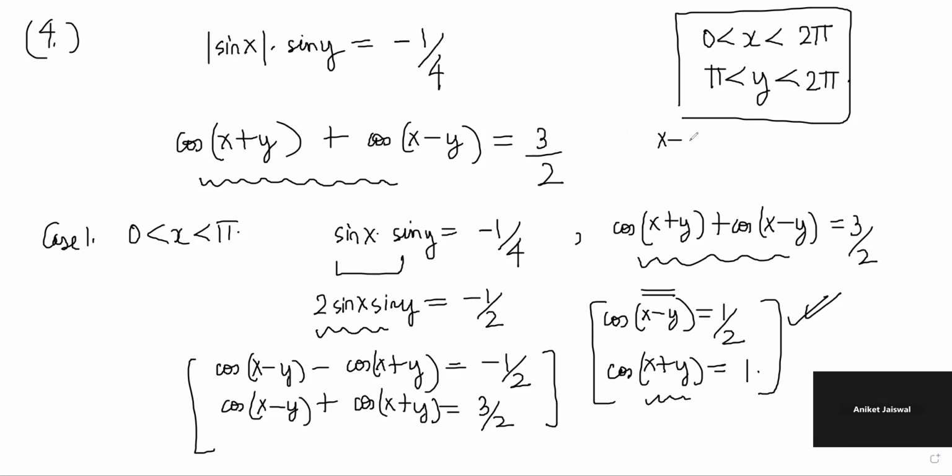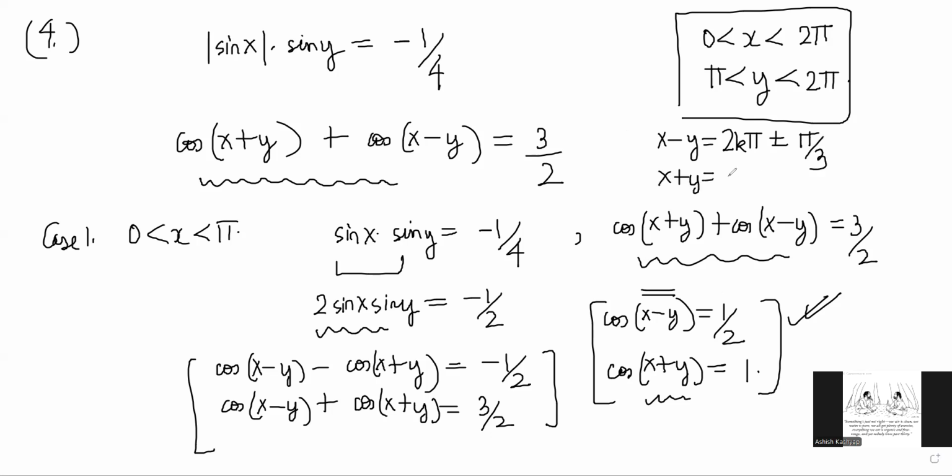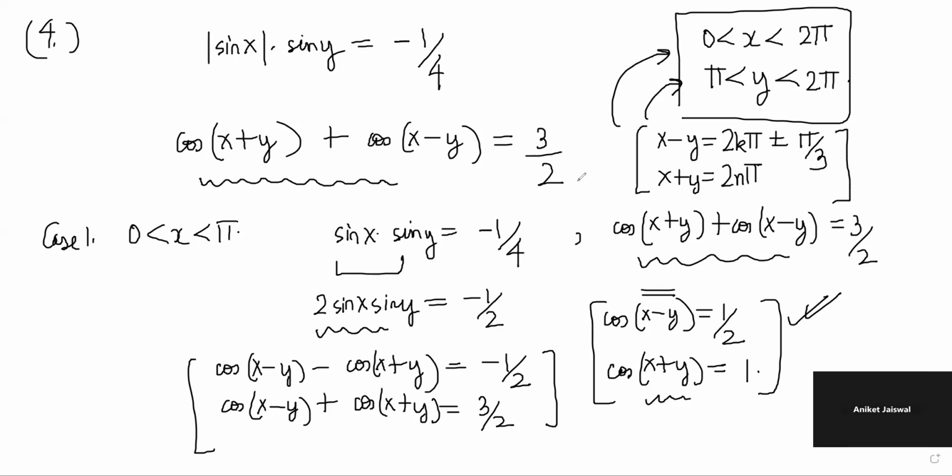For example, I will say x minus y is equal to 2k pi plus minus pi by 3, and x plus y I will say is 2n pi plus minus 0. So that's it, right? Now I will add the two equations to get 2x, subtract the two equations to get 2y, and I will get x and y. Once you have x and y, your job after that is to make sure that your x and y lie in these ranges.